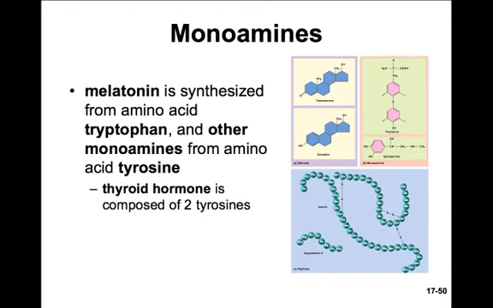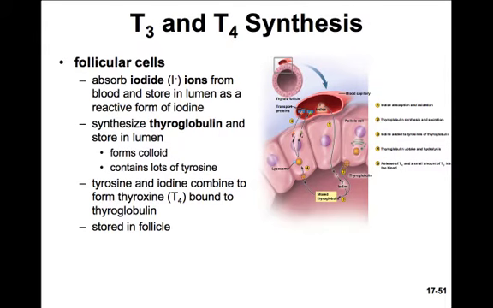Let's look a little more closely at the monoamines. Melatonin is synthesized from the amino acid tryptophan, and the other monoamines come from the amino acid tyrosine. Thyroid hormone is composed of two tyrosine with iodines attached. The follicular cells of the thyroid gland absorb iodine ions. They transport them over into the lumen of the follicle as a reactive form of iodide, indicated by the star here. Inside the lumen, we'll see that there's a lot of thyroglobulin, very large proteins. This forms a colloid and contains lots of tyrosine.